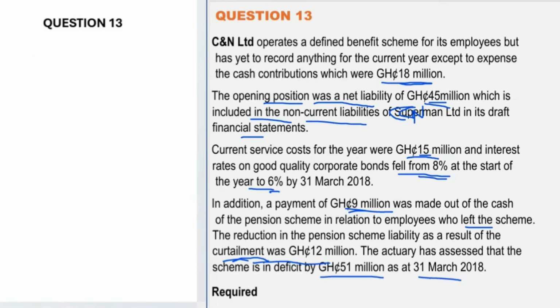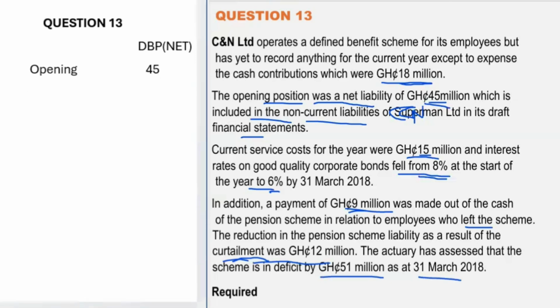Very, very simple. So this one, we say, is the net, the defined benefit plan. Here is the net method. So let's start. What's the opening balance? The opening balance is a net, which is 45 million. It's a net liability.